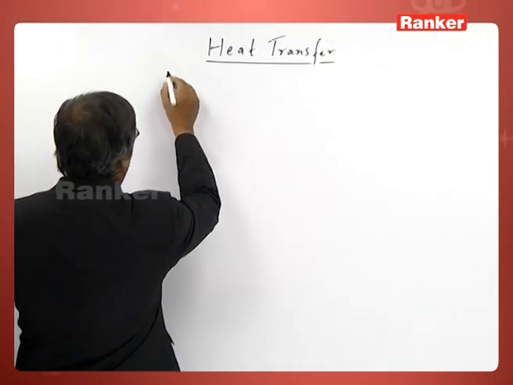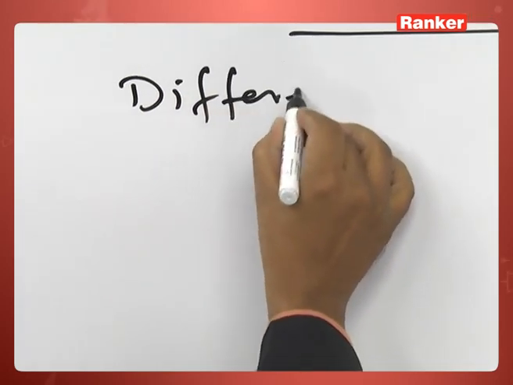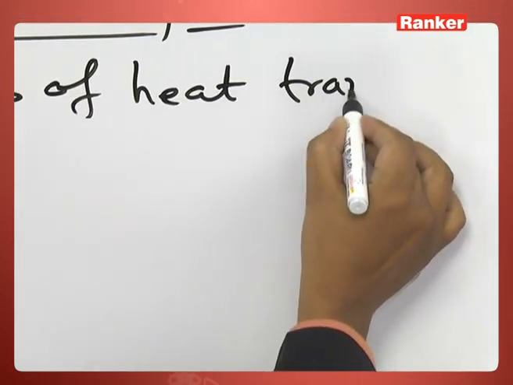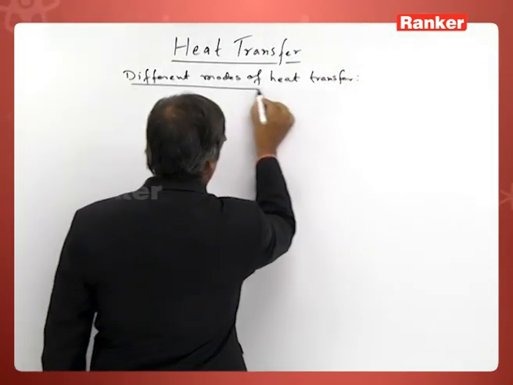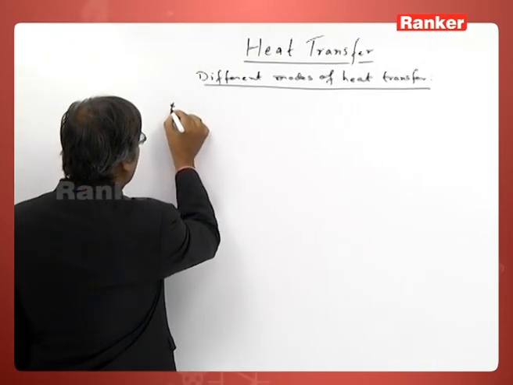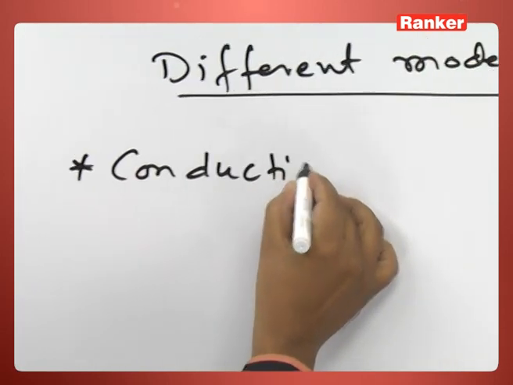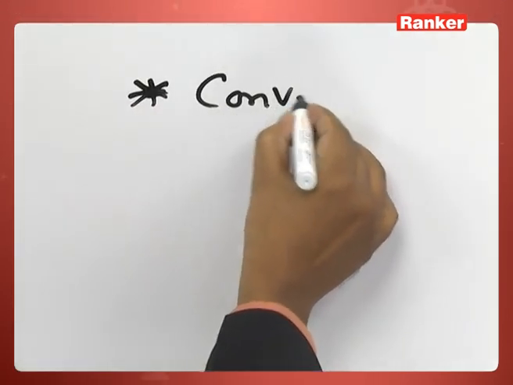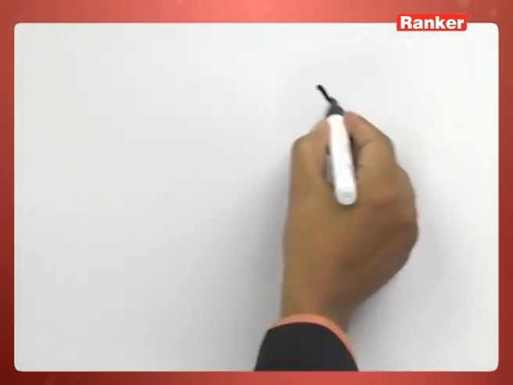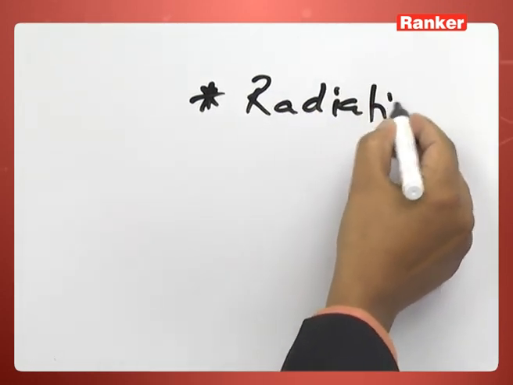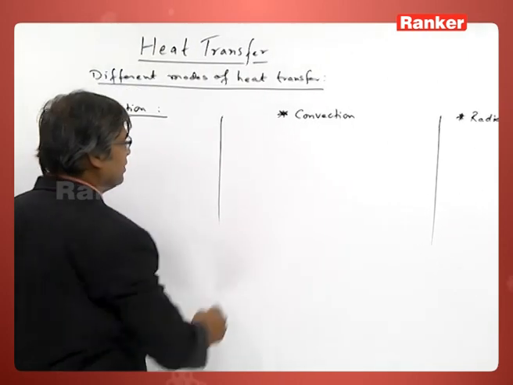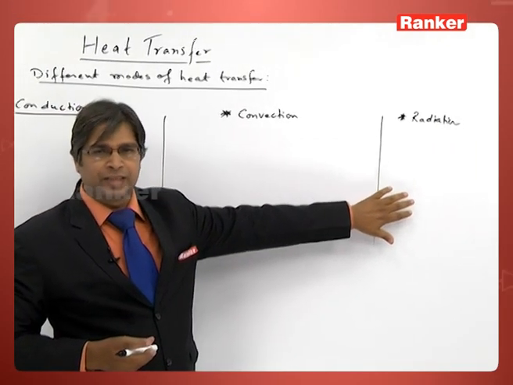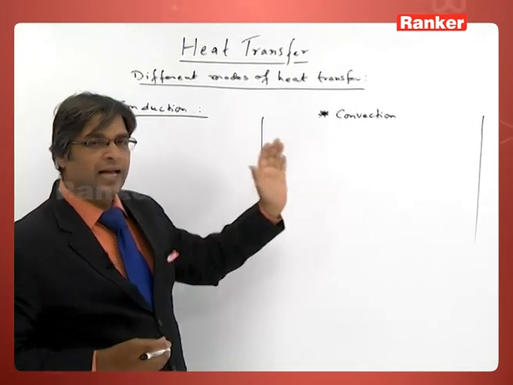So let us study the different modes of heat transfer. The first mode is conduction. The next mode is convection, and the third mode is radiation. So we have three different modes of heat transfer: conduction, convection and radiation. Radiation is the fastest mode of heat transfer, and let us first see conduction and convection.